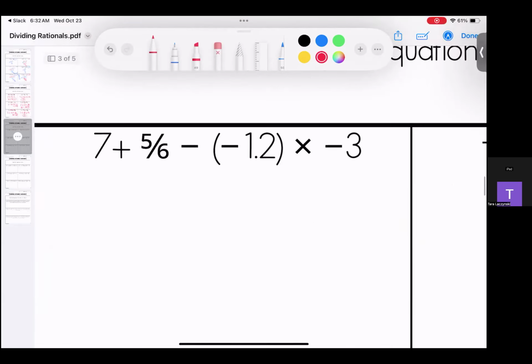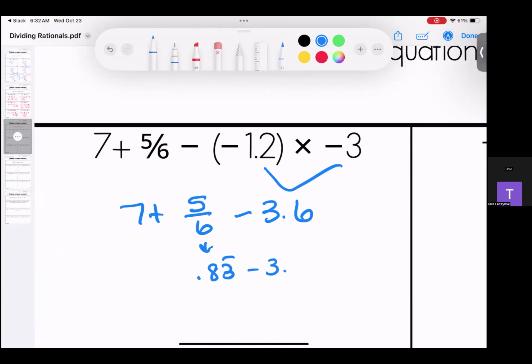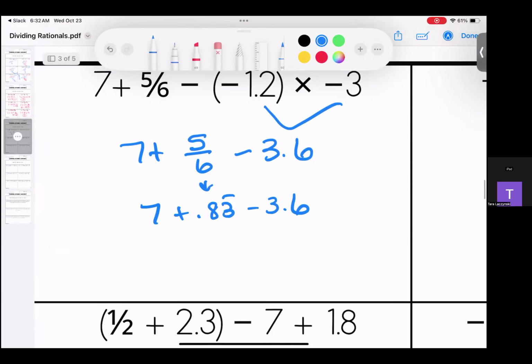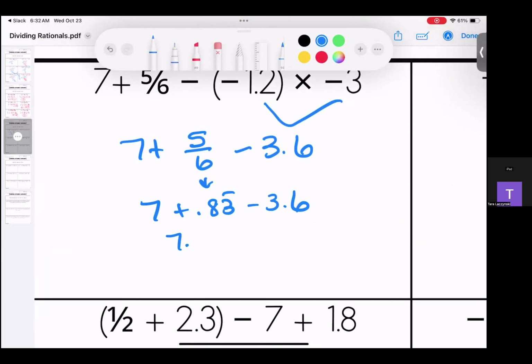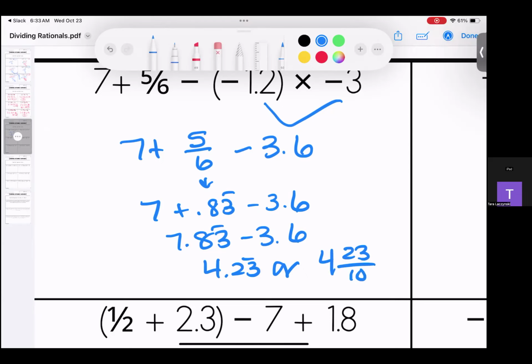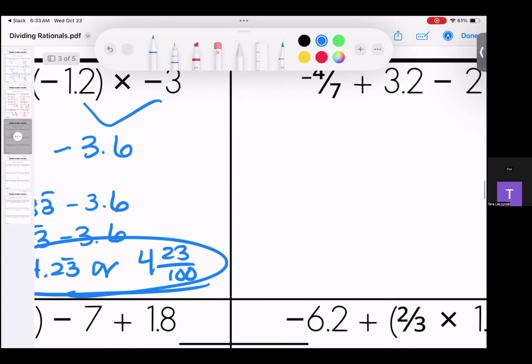Hanging out in the land of PEMDAS, make sure you follow the rules. We're going to start with our parentheses. When I multiply this, I get 3.6. It's positive because my signs disagree. I'm going to convert this into a decimal and I'm going to round it. It's going to repeat. But I didn't feel like changing everything into fractions because when I add this, look how friendly that is. Subtract 4.23 repeating, or you could say 4 and 23 over 100.